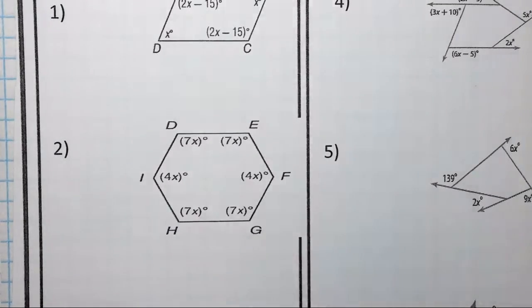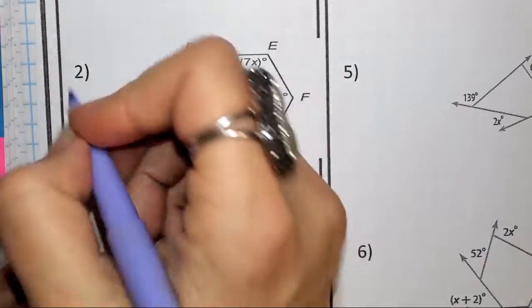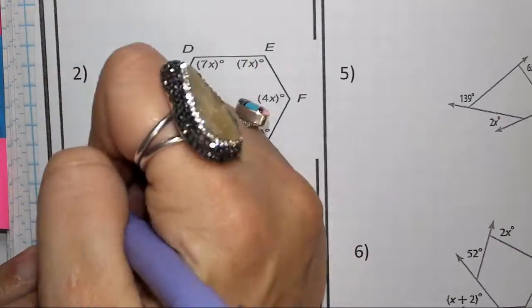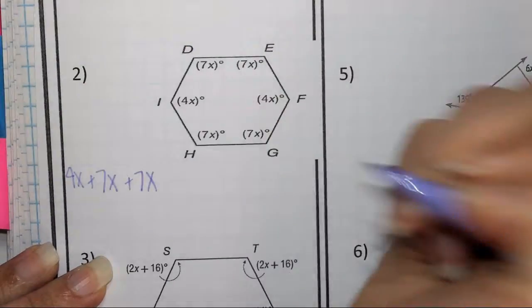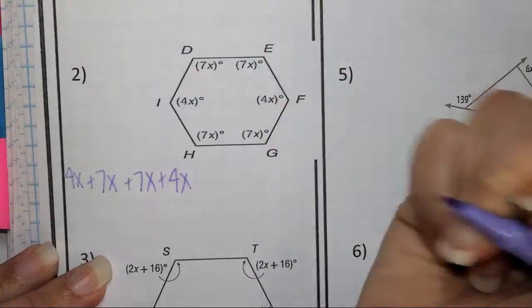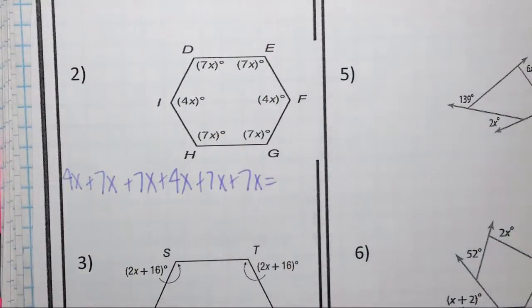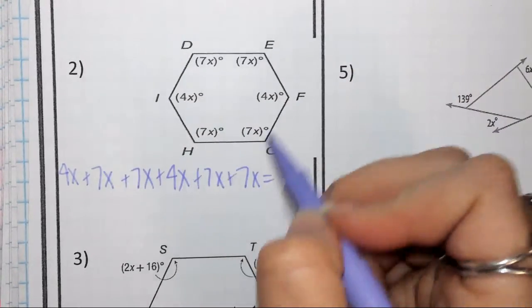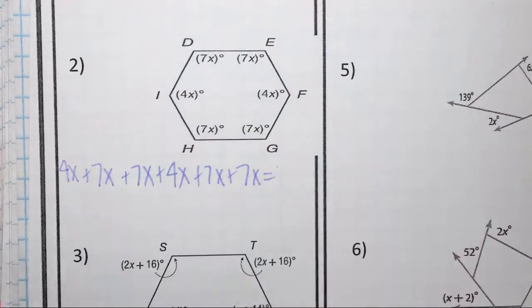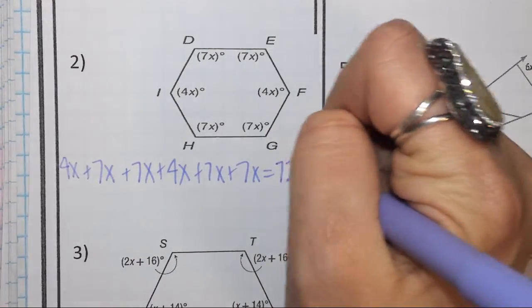So we're going to start here at 4x. And we're going to do 4x plus 7x plus 7x plus 4x plus 7x plus 7x equals what? 180. Guys, it's a hexagon. We just wrote that down. 720.